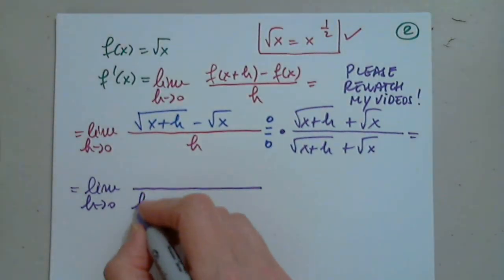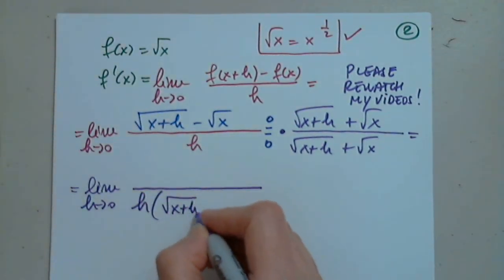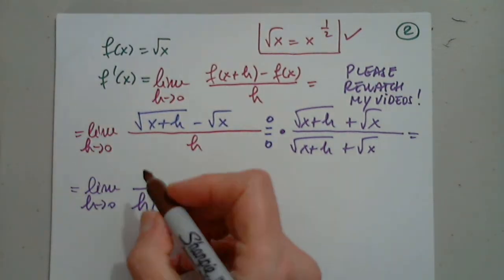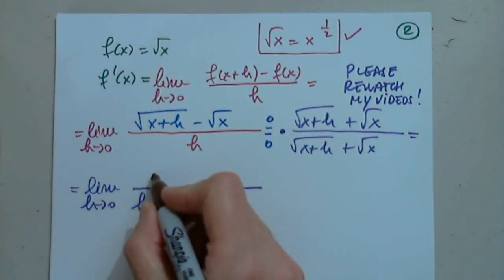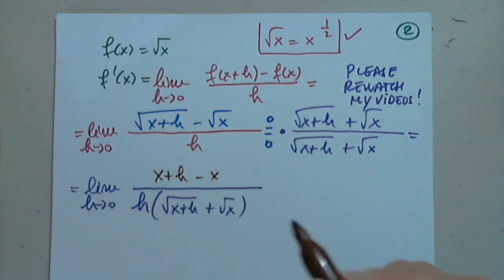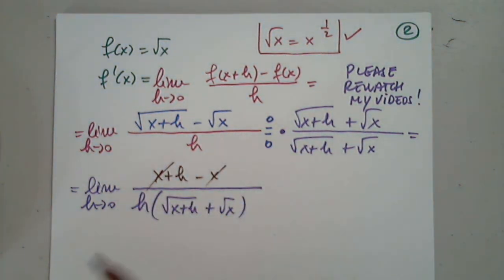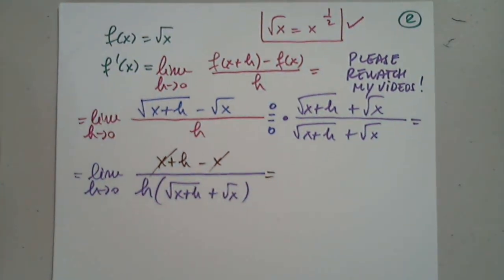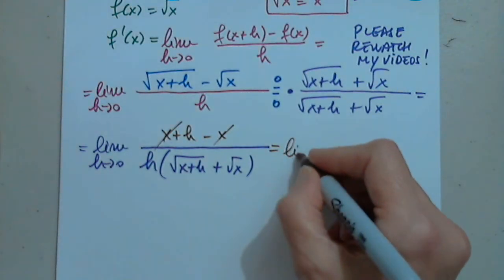Okay, the denominator is h times the square root of x plus h plus the square root of x. Can anyone help with the numerator? The numerator is going to be x plus h minus x. Great job, Brian. Thank you. So these two go away as expected. All terms without x have to go away. And then eventually these two, but I'm not going to cross it out there. I'll have to write it again.